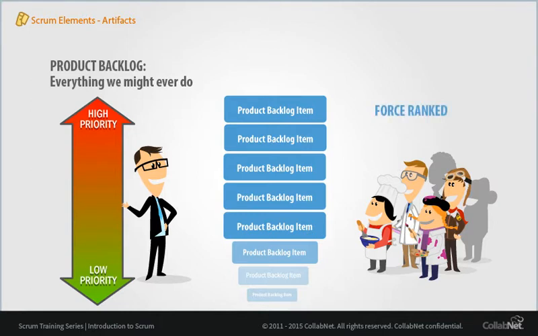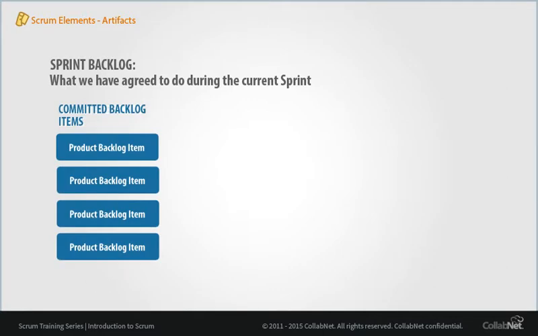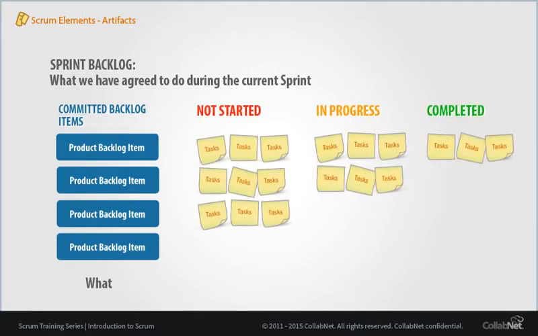Force ranked means there's only one thing in the top position. Getting organizations to do this is usually a breakthrough. The sprint backlog is what we've committed to do right now to meet our goals for the current sprint. It has an end date. It has the committed product backlog items representing the what, and sprint tasks representing the how.